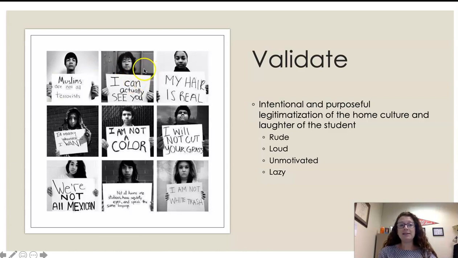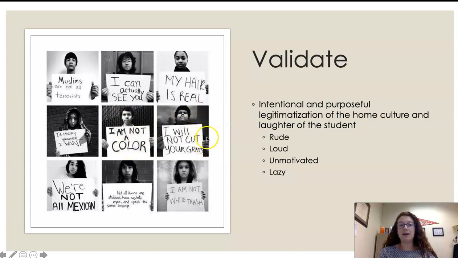This woman is wearing glasses and she says, I can actually see you. This black woman says, my hair is real. This woman who's wearing a hijab says, I will marry whoever I want. Commonly, people think that some cultures, including Muslim culture, mandate that parents choose who you marry, and that's not necessarily the case. This gentleman says, I am not a color. This gentleman says, I will not cut your grass.